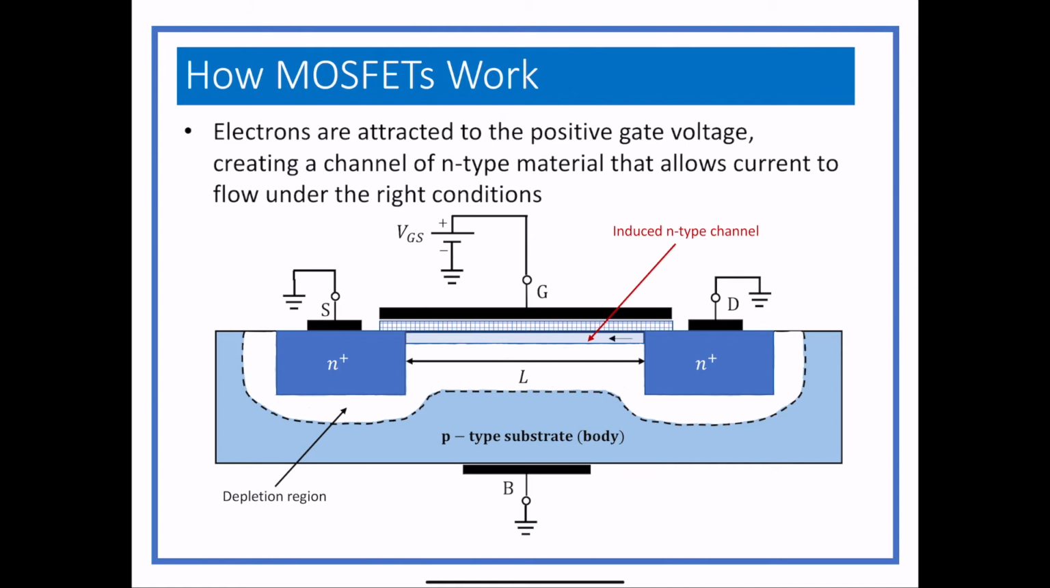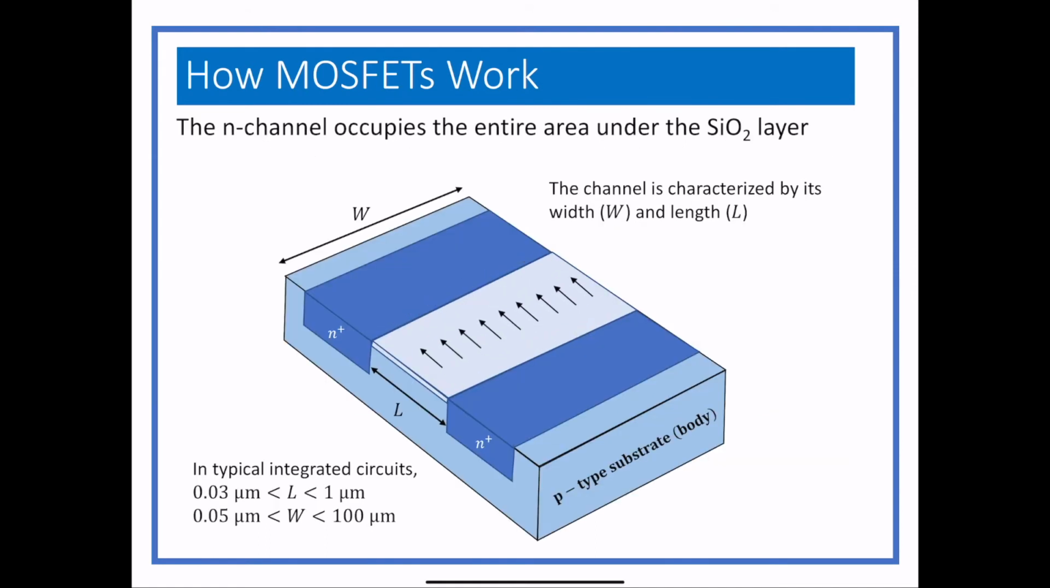Also, bear in mind that the N channel actually occupies that entire area under the oxide layer. So it's not just a little thin, narrow area. It's a big, huge area that occupies all that area under the oxide layer and allows for a large area for current to move. So it's not just like a little creek. It's more like a river.